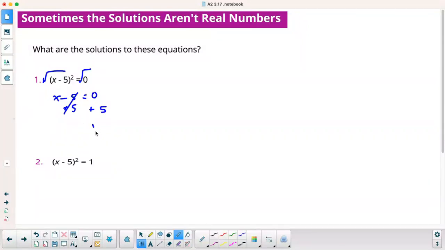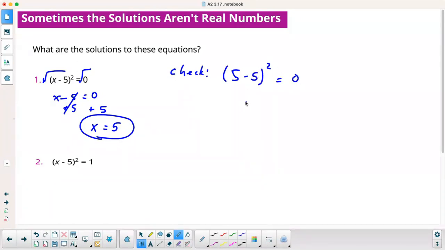So I have to add 5 to both sides, and I get one solution, x equals 5. Now, if I wanted to check it, plug it back in. So 5 minus 5 squared equals 0. Well, 0 squared is 0. So it works, okay?